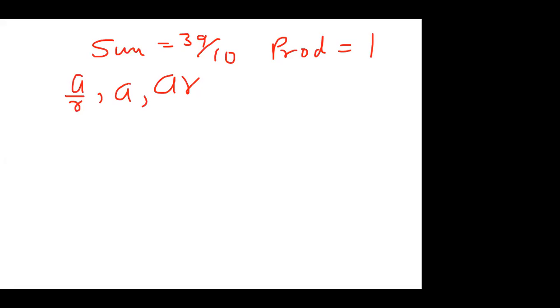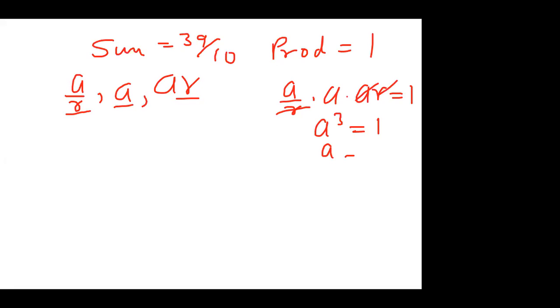First of all, I'm taking the product. A upon R into A into AR will be equal to 1. The product of three terms means multiplying these three terms. R and R will get cancelled. So A cube equals 1. That gives me A equals 1. So the value of A in this case is 1.